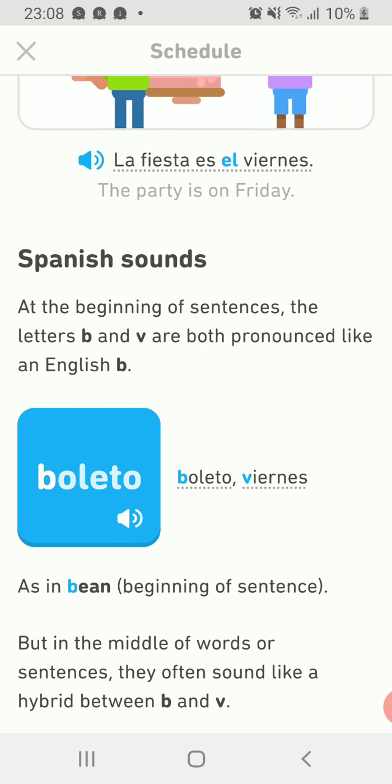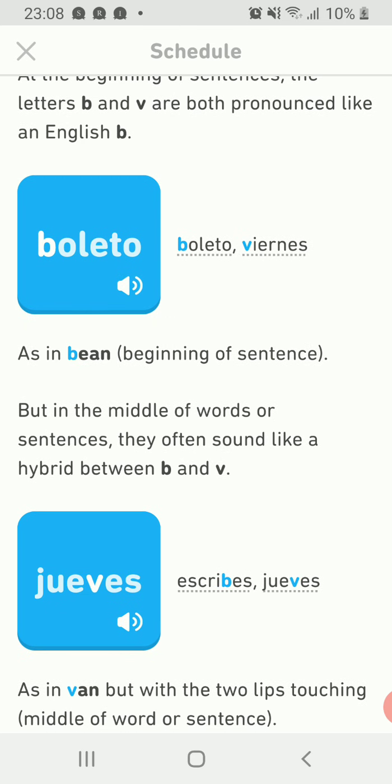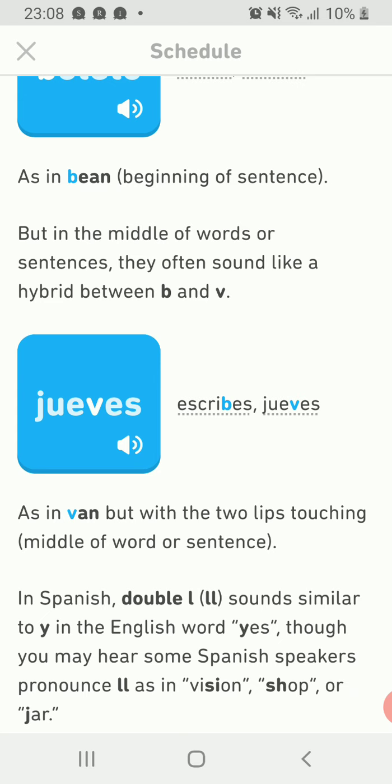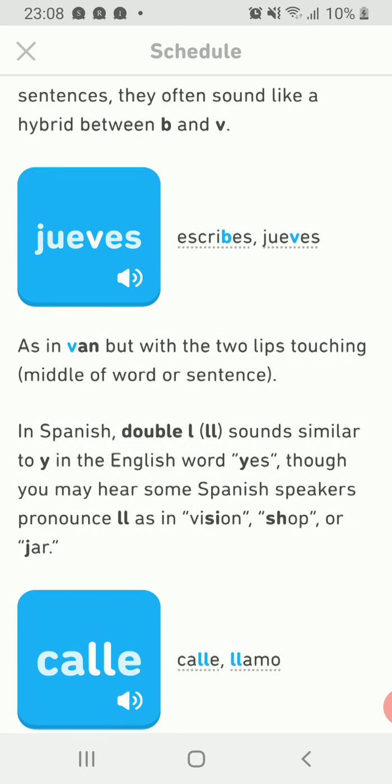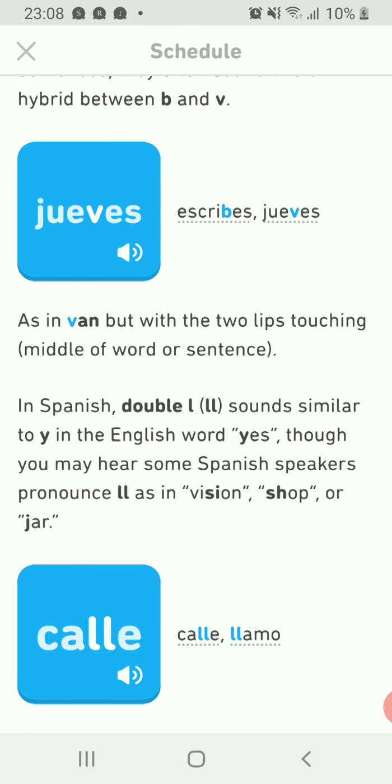In Spanish, at the beginning of sentences, the letters B and V are both pronounced like an English B. Boleto, viernes, as in bean, at the beginning of a sentence. But in the middle of words or sentences, they often sound like a hybrid between B and V. Jueves, escribes, jueves. As in van, but with two lips touching, in the middle of the word or sentence.